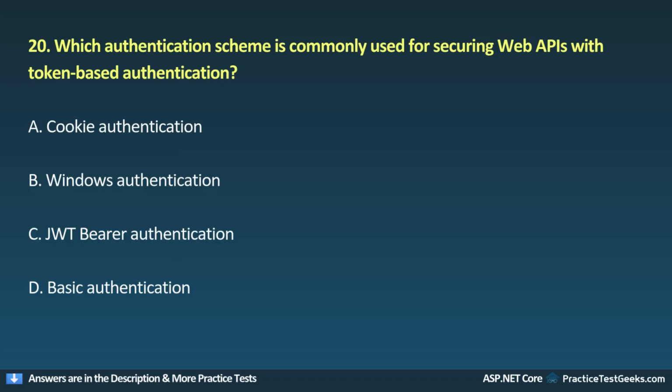20. Which authentication scheme is commonly used for securing web APIs with token-based authentication? A. Cookie authentication.